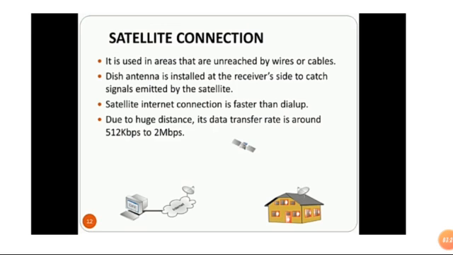The next is satellite connection. A satellite dish is installed to connect to the satellite in the area where the facility of broadband connection is unavailable. These areas cannot be reached through cables or wires. So a dish antenna is installed at the receiver side to catch the signal given by the satellite. Satellite connection is faster than dial-up connection.